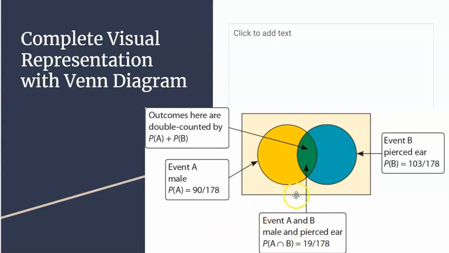So let me ask you this question. If I wanted to find out the probability of a female person being chosen without pierced ears, what would that probability be? Take a look at the numbers and try to figure it out.